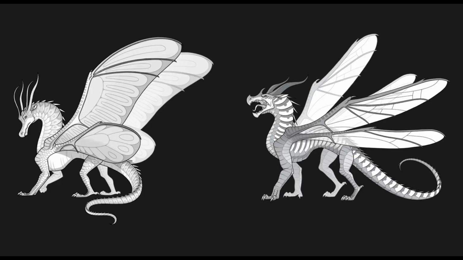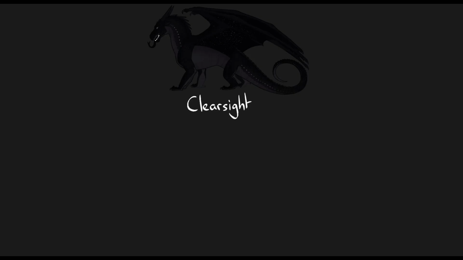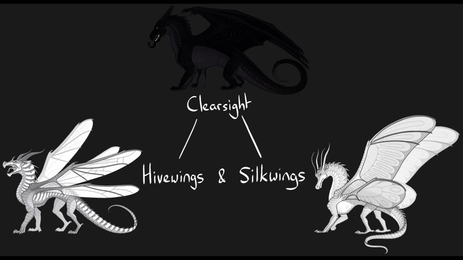Why do I say that? Well, when I first had the idea for this video, I was looking to explain why silkwings and hivewings don't make any sense. But during the research phase, I ended up debunking my own findings, so now this video will be about explaining how ClearSight actually successfully caused a split in the beetle wings to create the hivewings and silkwings.